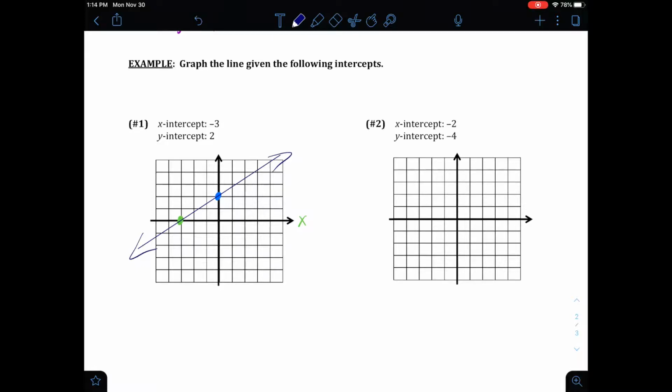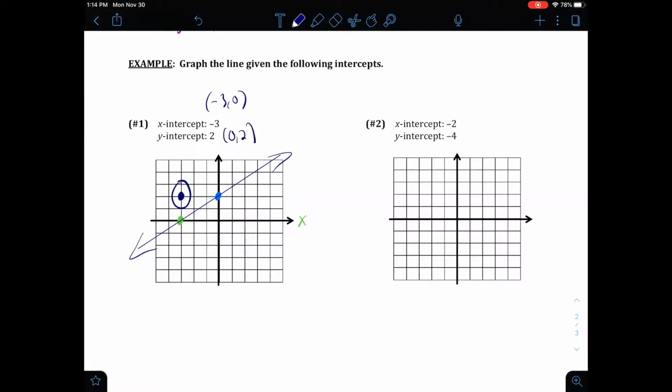Some people do this. They go left 3, up 2. They just put a point like this up here. These are two different points. This is -3, 0, and this is 0, 2. Okay, I'm telling you right now, hopefully you're watching this video, but I guarantee people are going to do that.